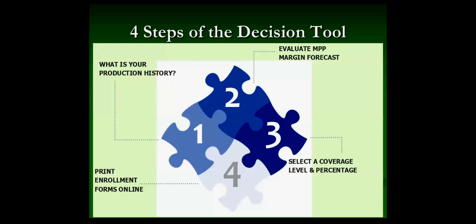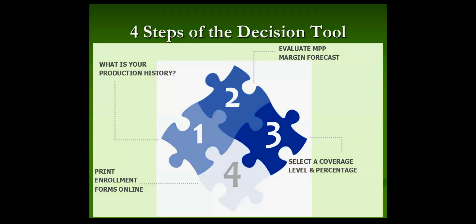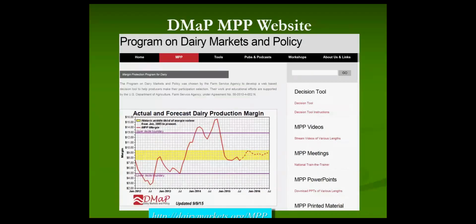And the second thing, or third thing rather, is to select a coverage level. I want to protect 90% of my production. I want to protect 50% of my production history. That'd be my coverage production history then. And then you really can print and roll the form right off of this website, this tool. Simple as that. This is the front page to it.